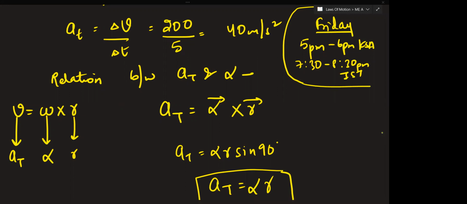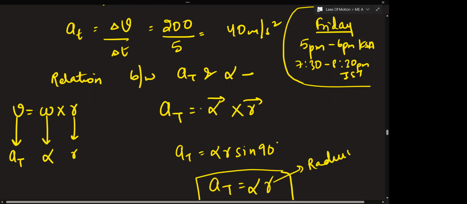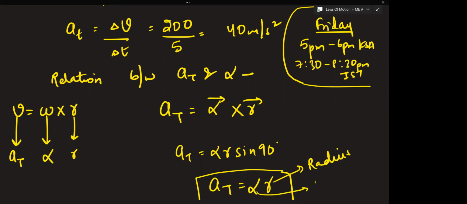So this one is the radius of the circle R. Alpha is angular acceleration, whereas a_t is tangential acceleration. As you write it till here, just text me done in the chat column, then I'll stop the class. We'll continue this from Monday.